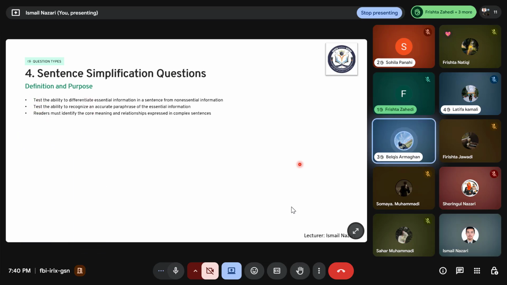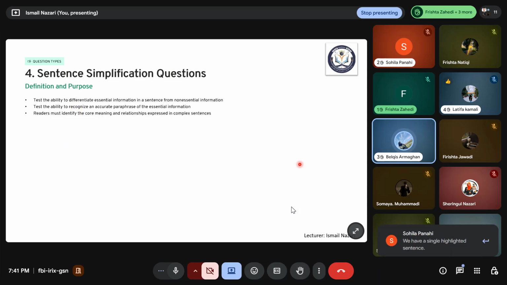Teacher, I think it is like the questions that we have in extensive reading books. There we have one highlighted sentence that is taken from the passage, and we have four options that describe that sentence in a simpler way, and we have to choose the correct option. I think it is like this, but I'm not sure.